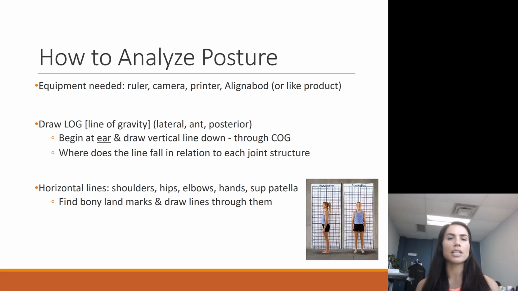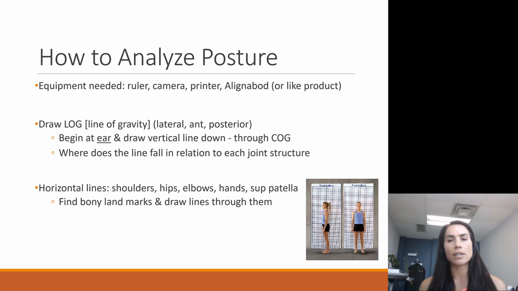So how do you actually analyze posture? Like I said, you're going to need to make sure that you have the equipment: ruler, camera, printer, and an Alinabod or like product. Once you take the photos, you're going to draw a line through their line of gravity, which is LOG, and you're going to do that laterally, anteriorly, and then posteriorly. So you begin at the ear and you draw the vertical line down. I'll show you a photo of that in just one moment.